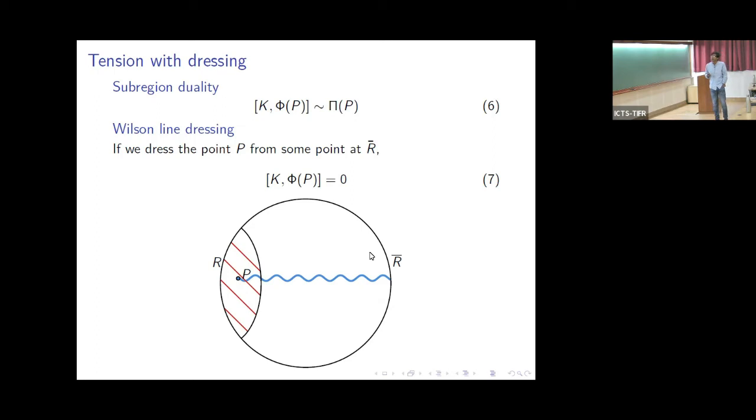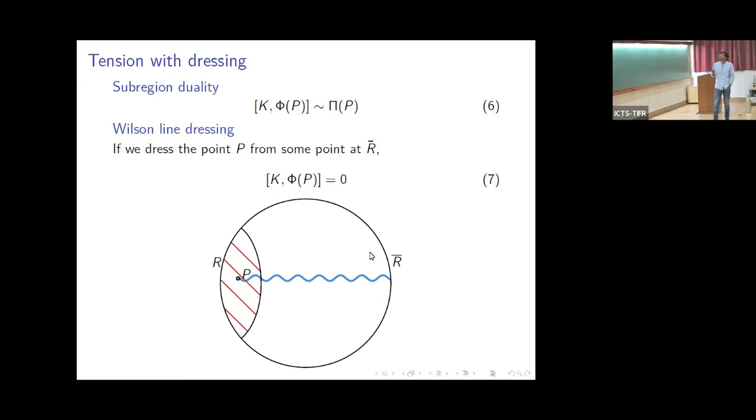But the point is, if we also trace this point P with some other point in this boundary, say on this. So this was my subregion, and this was the causal wedge, and P was inside. And now I am tracing P with some point in the R bar. When I am tracing this, all the information of P, the degrees of freedom of P, are now at this R bar, and R bar is space-like, so they should commute. So K with phi gives me 0.